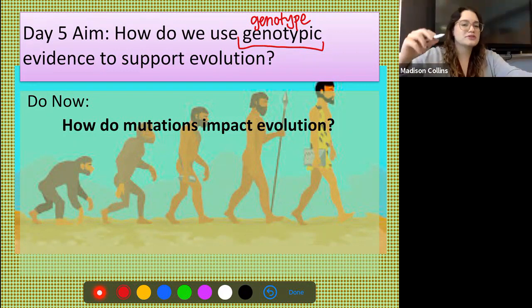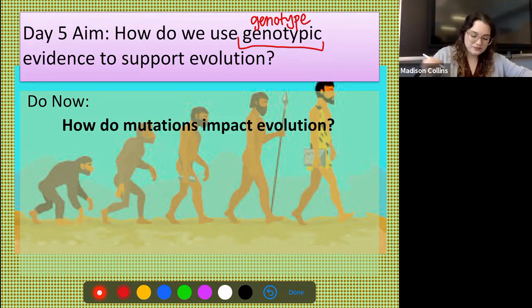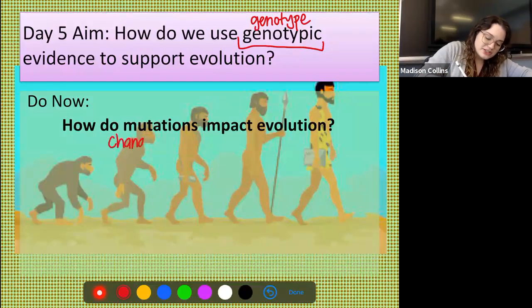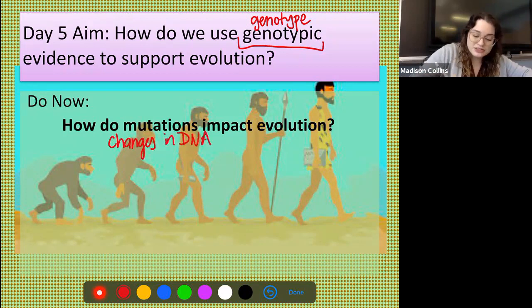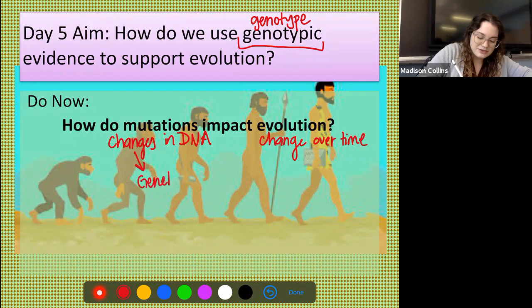All right, how do mutations impact evolution? So remember, when we see this word mutations, we're just talking about changes in the DNA sequence. And when we see this word evolution, we're just talking about change over time. Now, changes in the DNA sequence or mutations are what lead to genetic diversity. That's where we get our variation from, or it's what contributes to it at least.